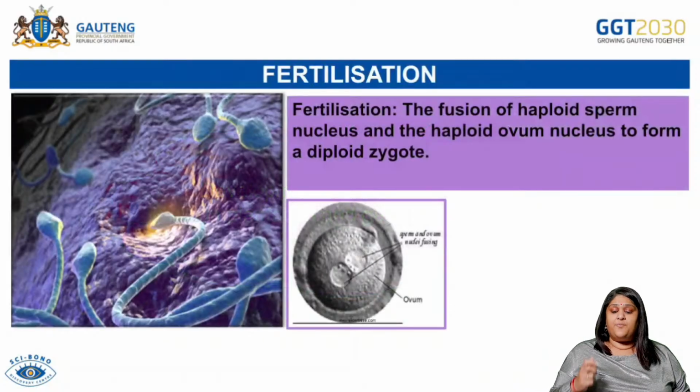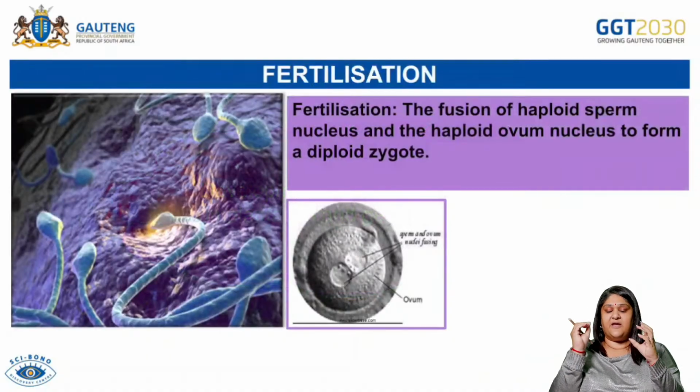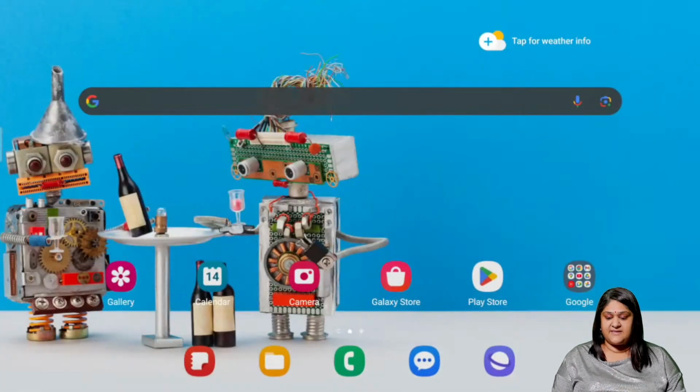Okay, so what is fertilization? It's the fusion of the haploid sperm nucleus and the haploid ovum nucleus to form a diploid zygote. We've got a haploid, which is half the number of chromosomes. We have another haploid, half the number of chromosomes. They're going to fuse to form diploid, which is the full set of chromosomes, and then that is a zygote.